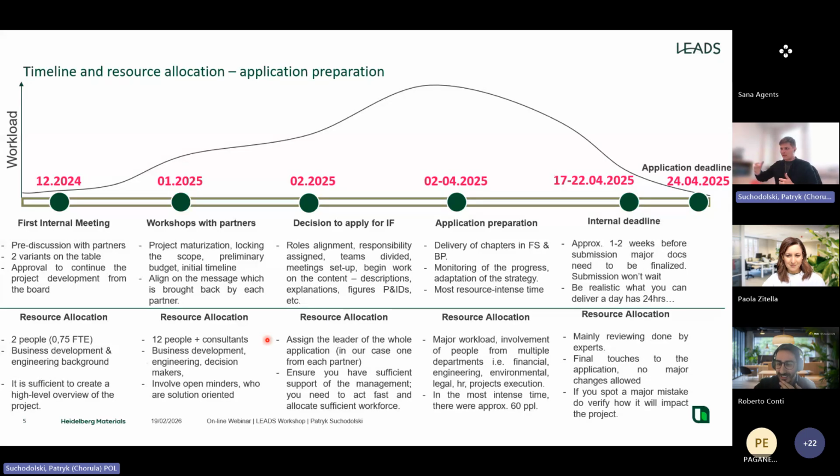And then in the application preparation, you need to deliver, of course, the different chapters for the feasibility study and the business plan. You need to monitor the progress and adapt your strategy, because maybe you are backed up with some work in some aspects. So you need to shift your resources and your focus a little towards the points which are missing, because you need to deliver everything in the highest quality if you want your application to be considered a good quality application.